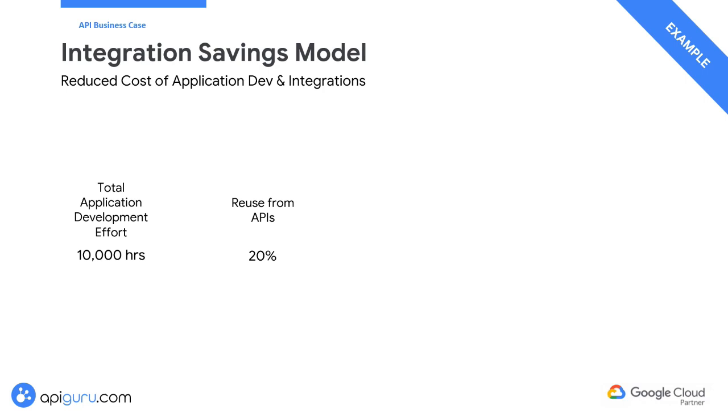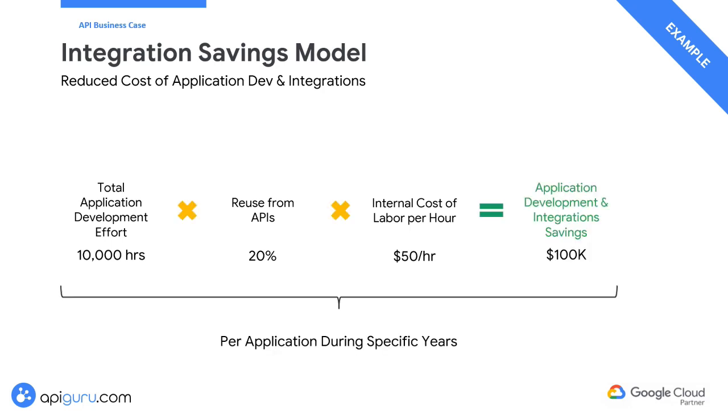from scratch. Now let's discuss the internal cost of labor per hour. For our illustration, we're using $50 per hour, which represents the cost of each hour of work from the development team. So if we have 10,000 hours of development effort and can save 20% by reusing APIs, that translates to 2,000 hours saved. When we multiply those saved hours by the internal labor cost of $50 per hour, we get a total savings of $100,000.